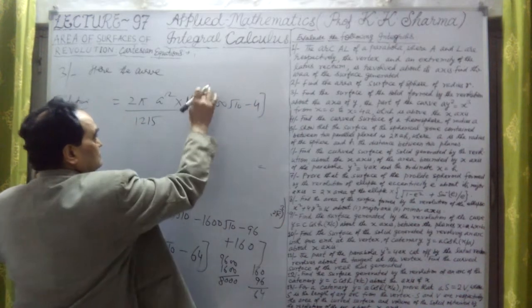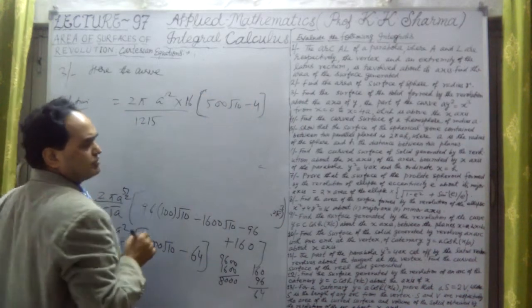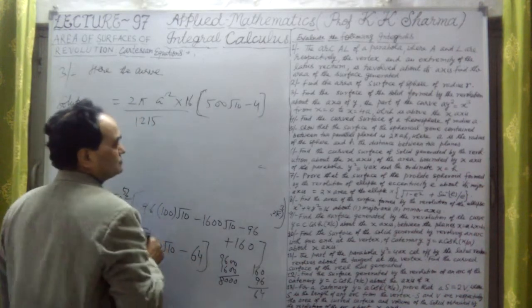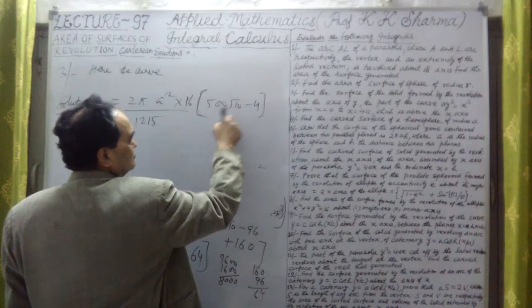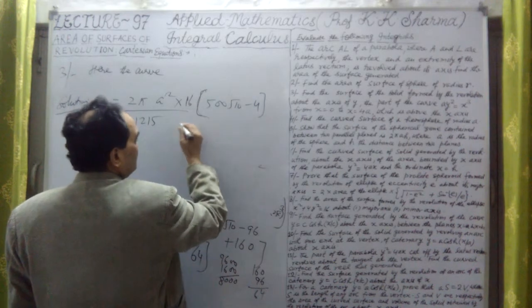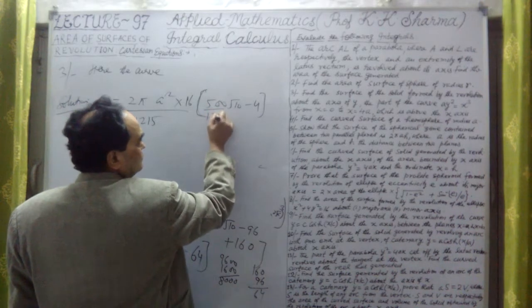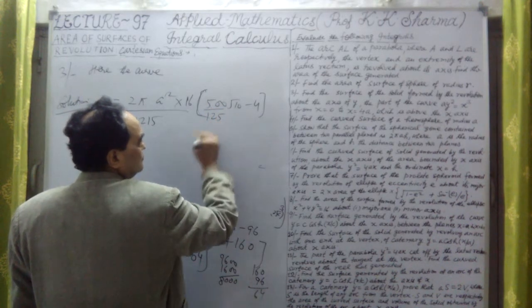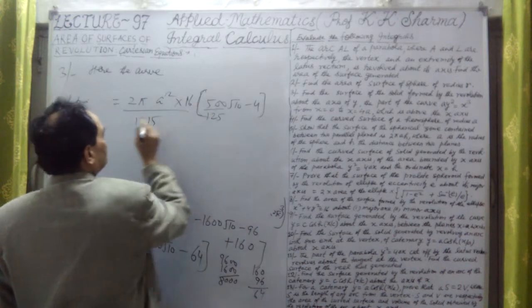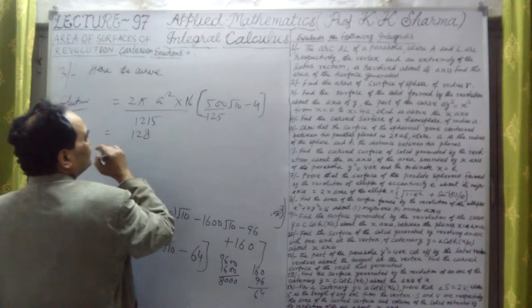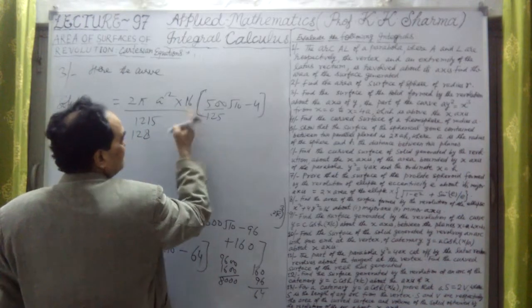16 into 4 is 64. Again 4 is common. Okay, 4 can be taken. So this is 125 under root 10. If I take 4 common again, 4 ones are 4, 4 twos are 8, 4 fives are 20. So 125, then it will be 4 fours are 64. 64 into 2 is 128, because I have taken 64 total common.